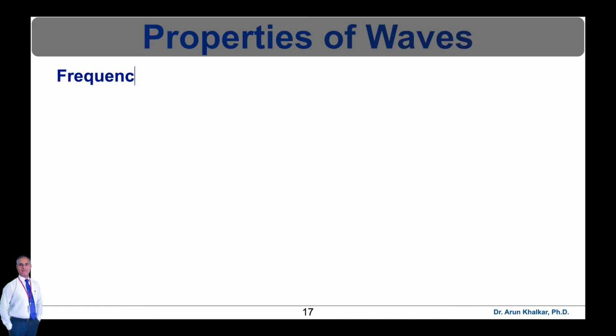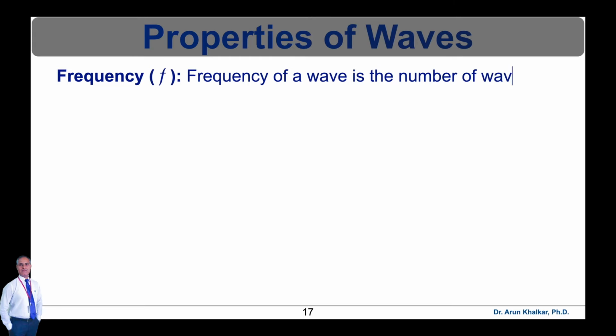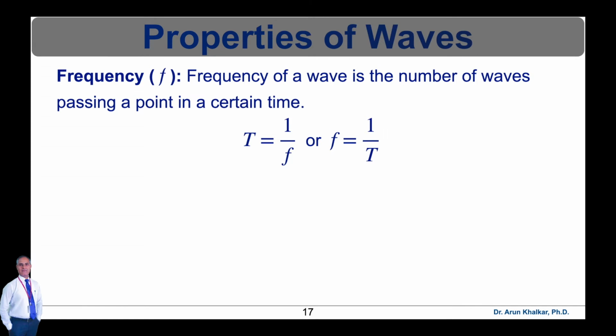Next property of waves is frequency. Frequency of a wave is the number of waves passing a point in a certain time. The unit of frequency is hertz, which is equal to 1 wave per second. The period is the reciprocal of a frequency and vice versa. So period capital T is equal to 1 upon frequency, that is f. Or we can write frequency f is equal to 1 upon capital T, that is period.